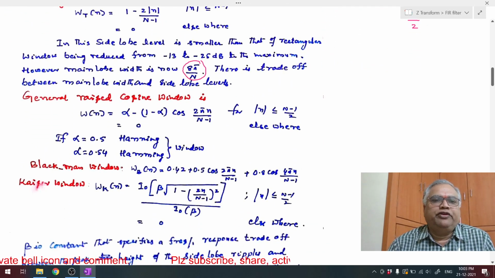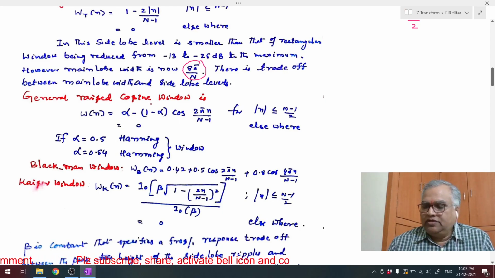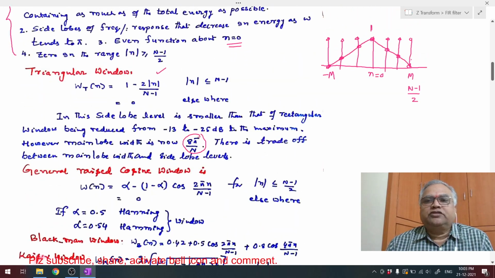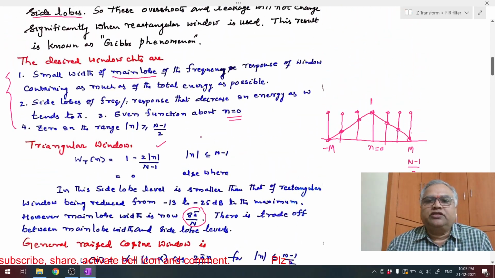And there are other windows, general raised cosine. So again, scientists did not stop their research. Instead of multiplying with a continuous 1, the values slowly increase. Again, there is a problem. Now people thought of changing this shape, maybe something like this.